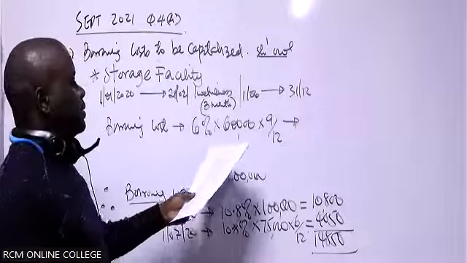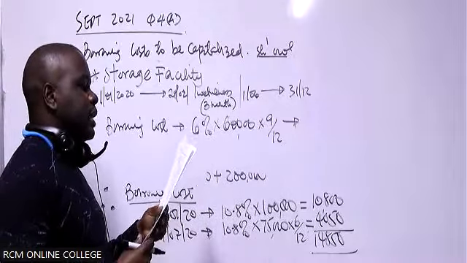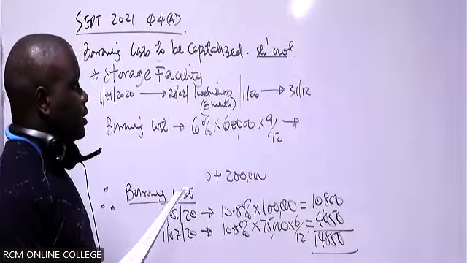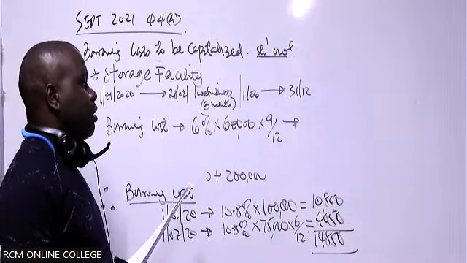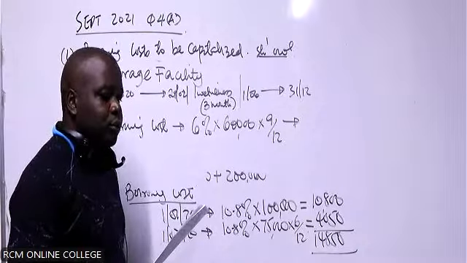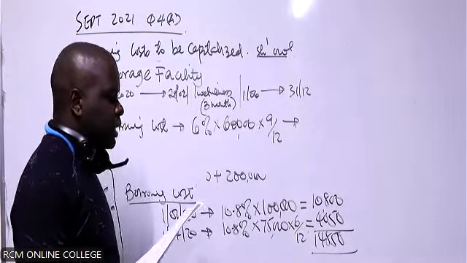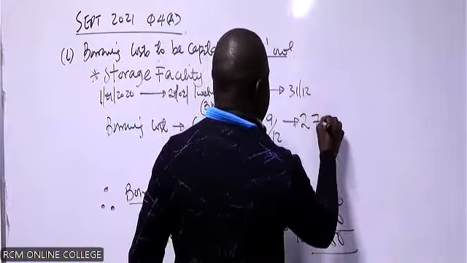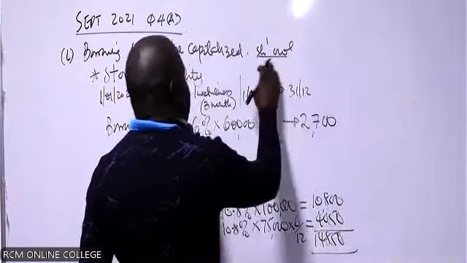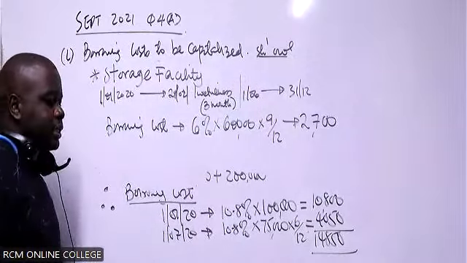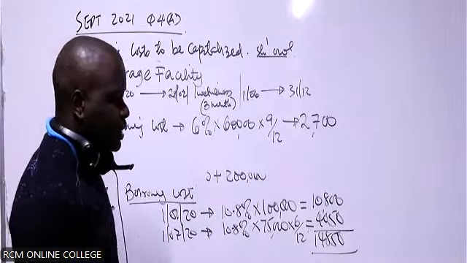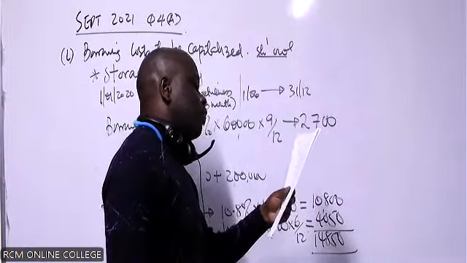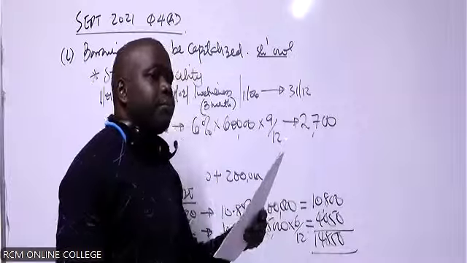So 6% times the 60 million they put into that project, which is the amount they borrowed under the debenture. 6% times 60,000 multiplied by 9 out of 12. You get 2,700 or 2.7 million. Remember, our figures are in thousands. So you'll get 2.7 million. That is what you are required to compute under number 1: borrowing cost to be capitalized for each of the projects.